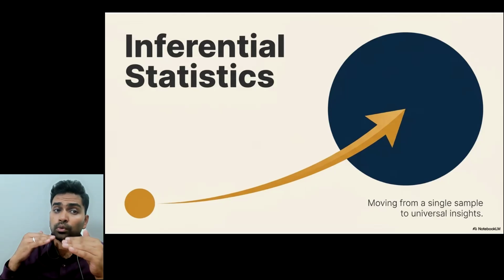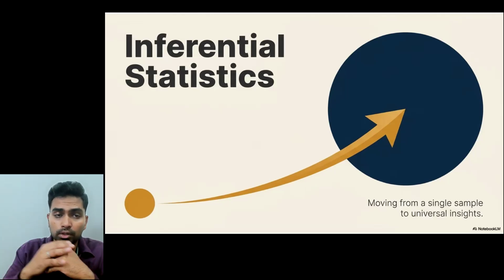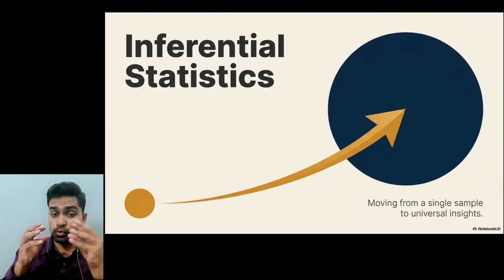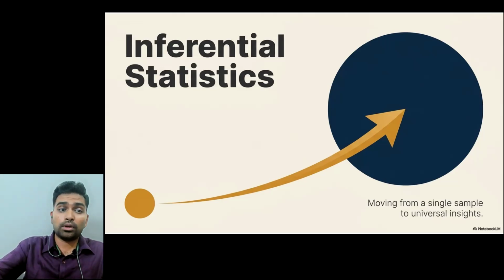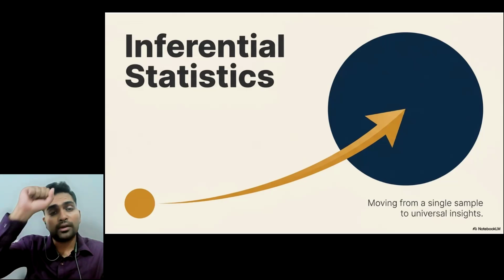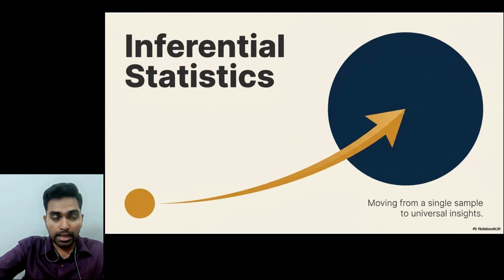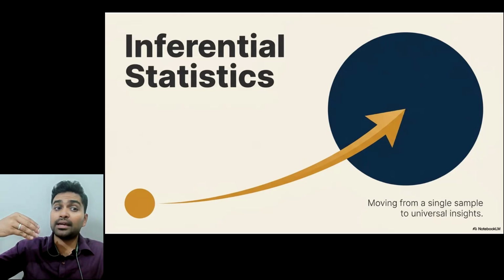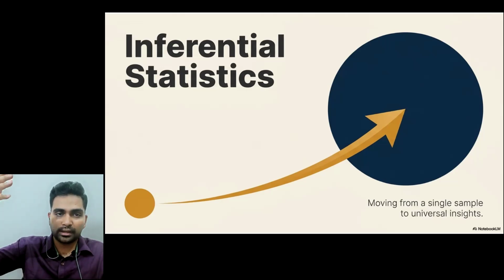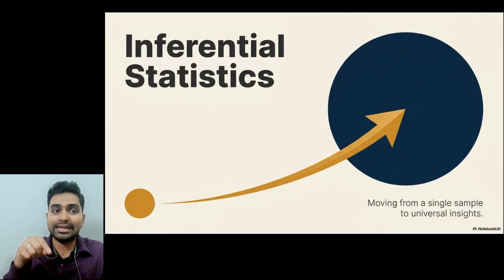But the moment you want to go above and beyond your data, now using the small group, you want to make claims about the larger group which you have not actually fully studied. But using only this small sample, small group, you want to make inferences about it. That is why the word inference is used. Inference is used when you actually make claims about something which you have not actually studied. Inference is something which is indirect.